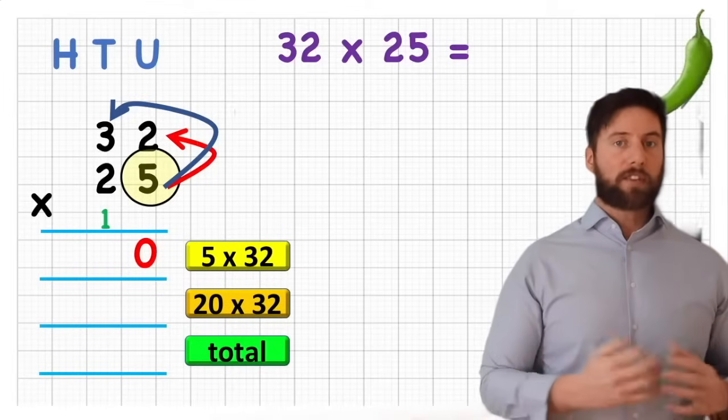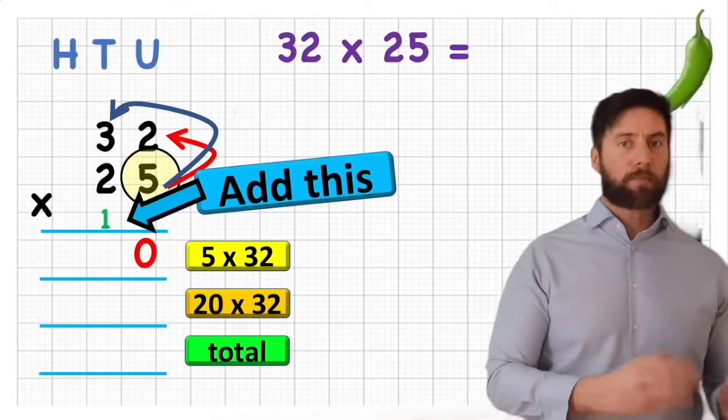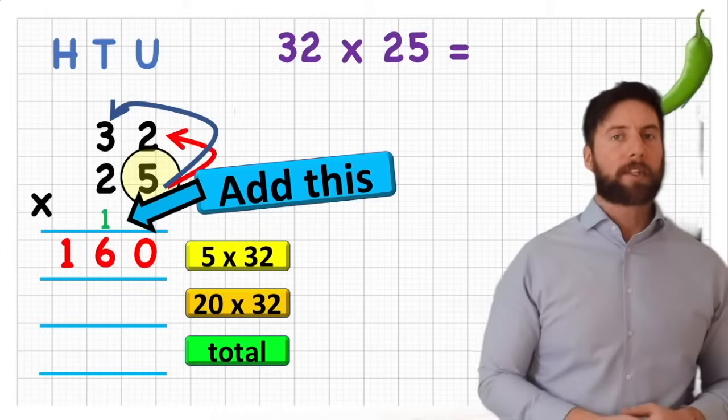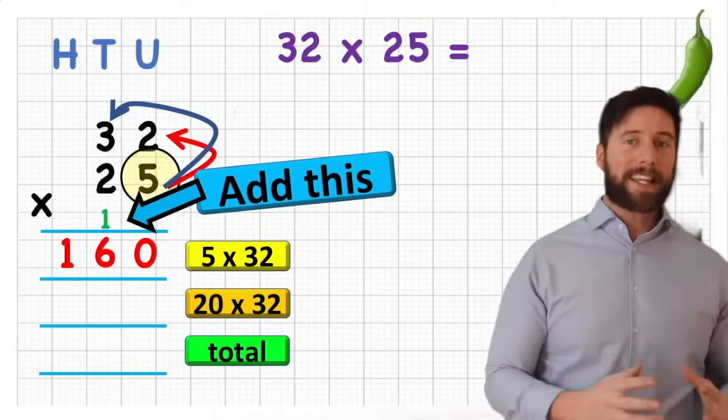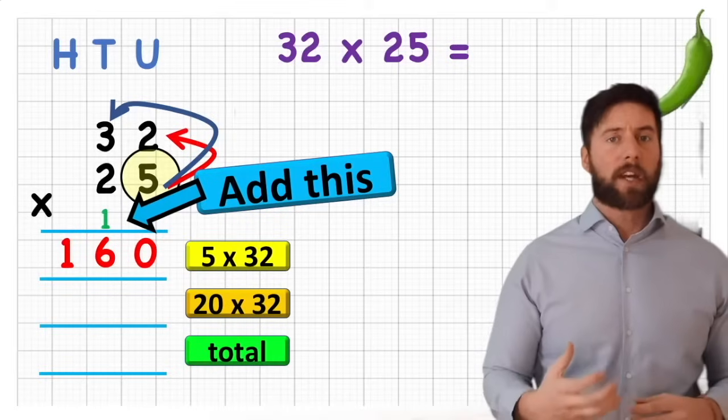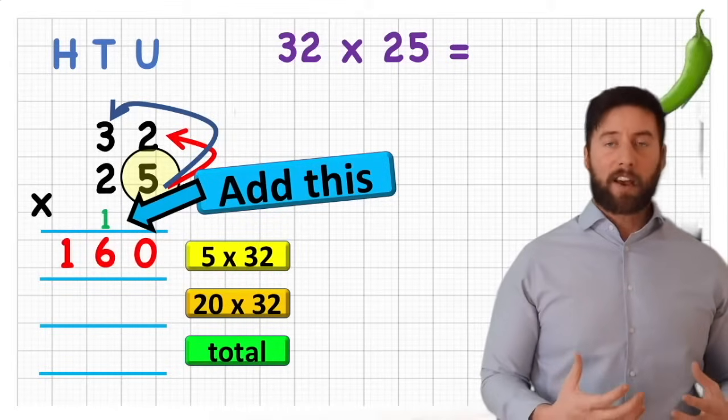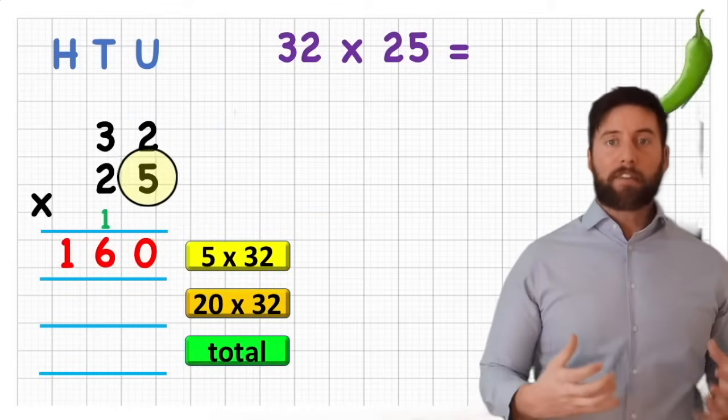Well, 5 times 3 is 15. I've got no hundred, so I can just put the answer straight in there, but I must remember to add on that 1 that I had in my tens column from before. So 15 plus 1 is 16. So the answer to 5 times 32 is 160. Okay? So, good. We've done that first row.